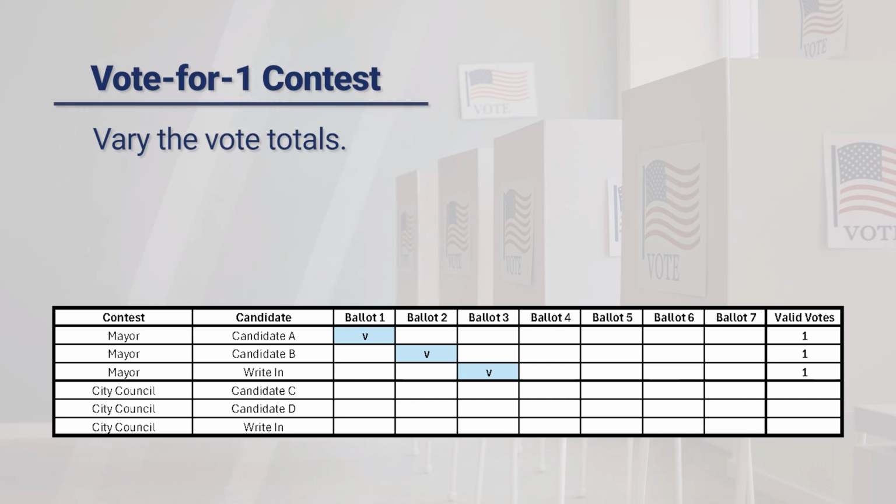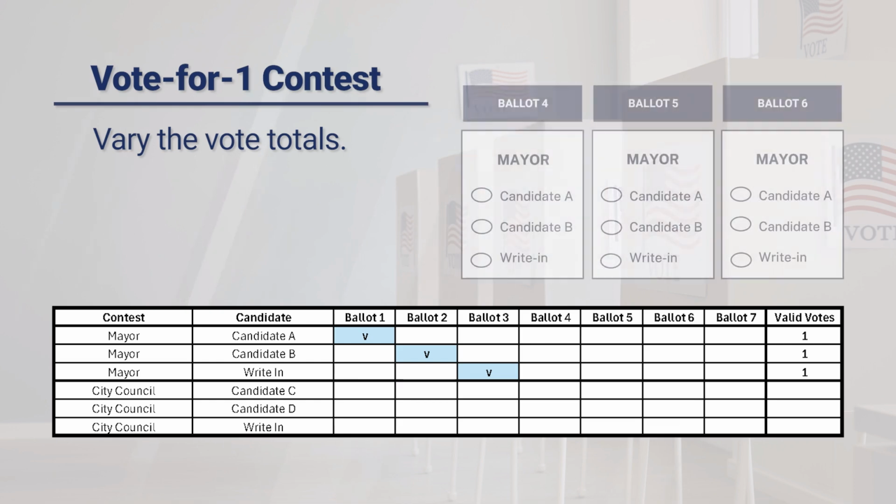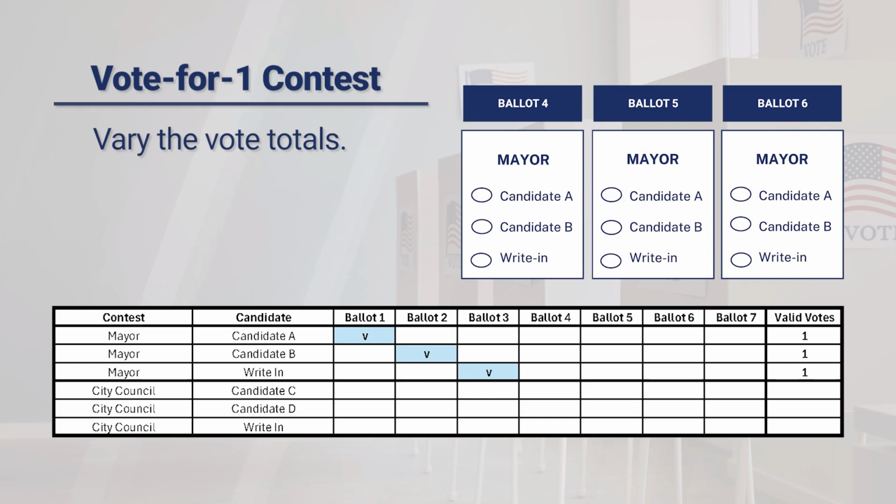Vary the vote totals for each option in the contest. This makes sure equipment is not recording a vote for Candidate A as a vote for Candidate B and vice versa. In the scenarios so far, all 3 options have the same number of votes, so you can't tell them apart just by looking at the totals. To vary the totals using the fewest numbers of extra test ballots, give Candidate A 3 votes, Candidate B 2 votes, and the write-in option 1 vote. 3 more ballots are needed to do that.